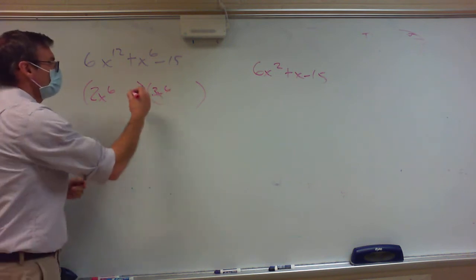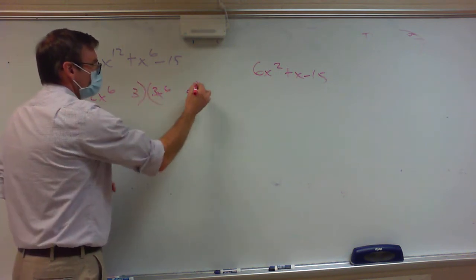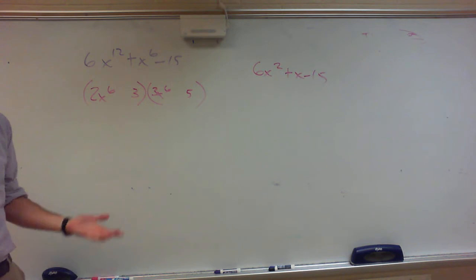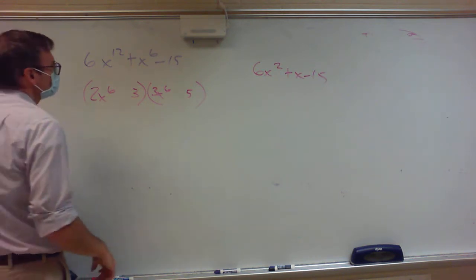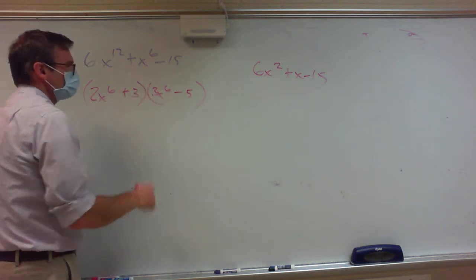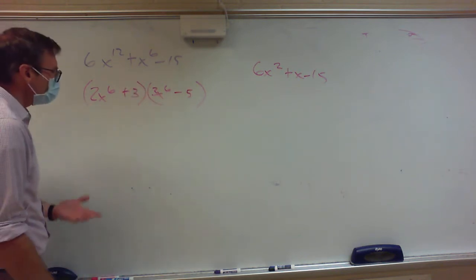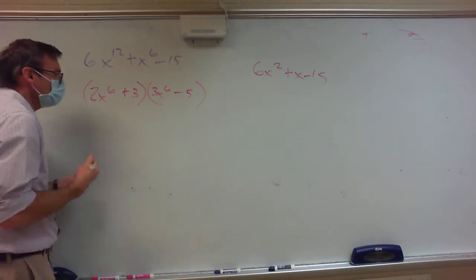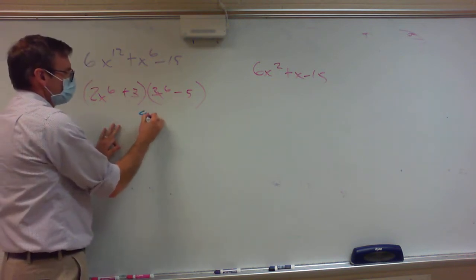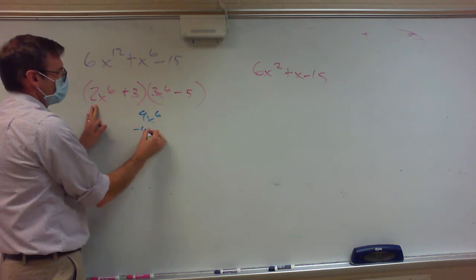So I know the 3 has to go here and the 5 has to go here. It's a negative 15, and I know one's positive, one's negative. I'm not real sure, so I'll just guess. And when I guess, now I just have to check to see if my middle term works out. So when I check the middle term, okay, that gives me a 9x to the 6th. That gives me a negative 10x to the 6th.